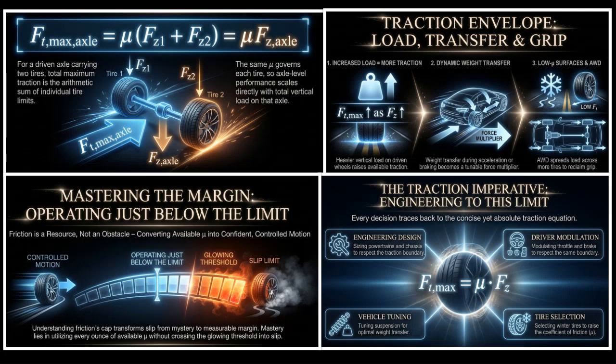On low-mu surfaces like ice, the traction limit shrinks dramatically, requiring smoother inputs. All-wheel drive helps by spreading load and traction demand across more tires. Friction should be treated as a usable resource, not a barrier. Maximum performance comes from operating just below the traction limit, where grip is fully used without slipping.